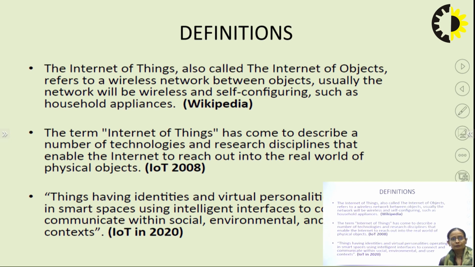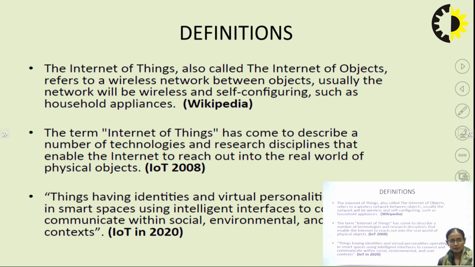So these are a few definitions of IoT. One is from Wikipedia, and this is the general definition. What is Internet of Things? It is also termed as Internet of Objects, basically referring to a wireless network between objects. Usually the network here is considered wireless and self-configuring, such as household appliances. This is the definition provided by Wikipedia, but we are having two main definitions, one adopted in 2008 and another adopted in 2020.